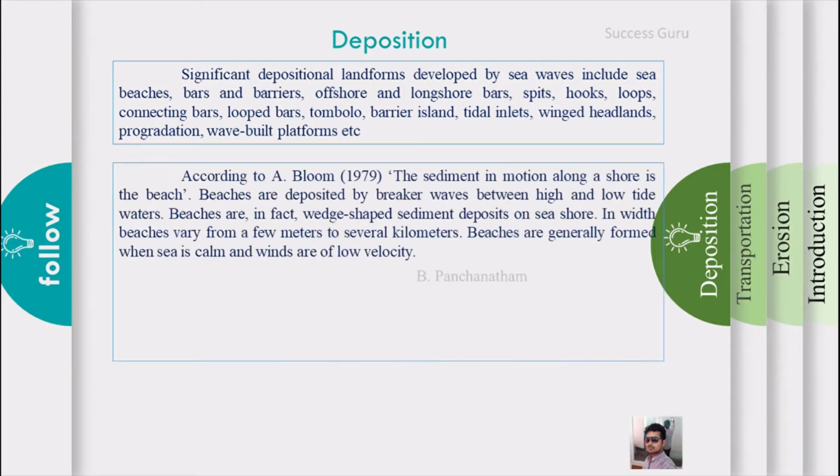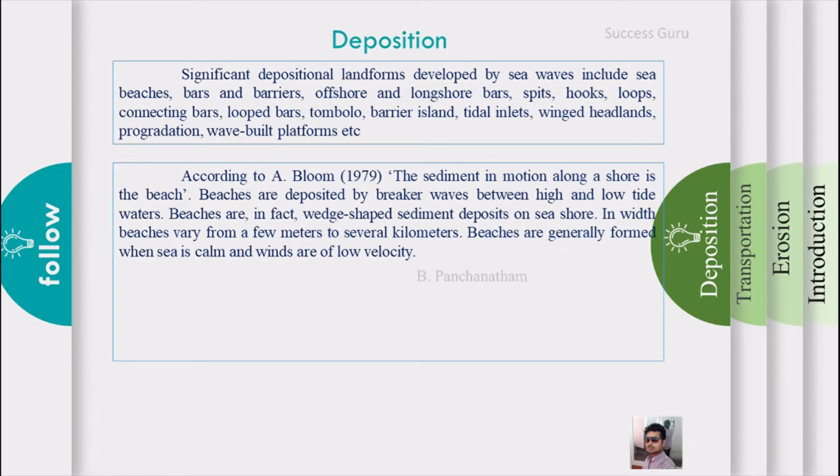The first thing is the beach. According to Bloom in 1979, a sediment in motion along the shore is called the beach. This is the very short definition by A. Bloom in the year 1979. The beaches are deposited by the breaker waves between high and low tide.